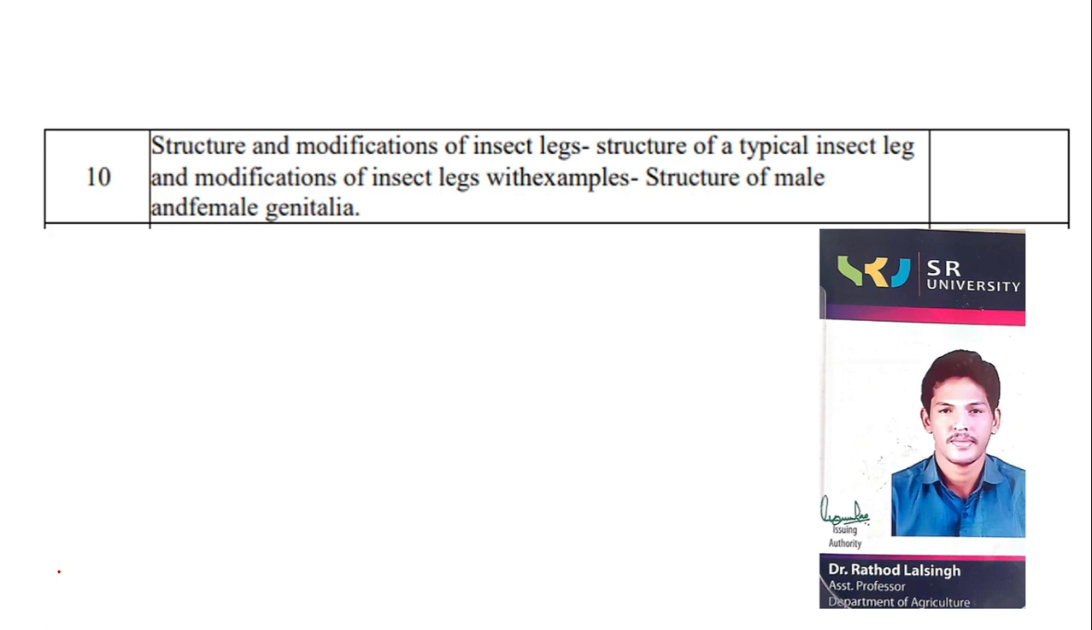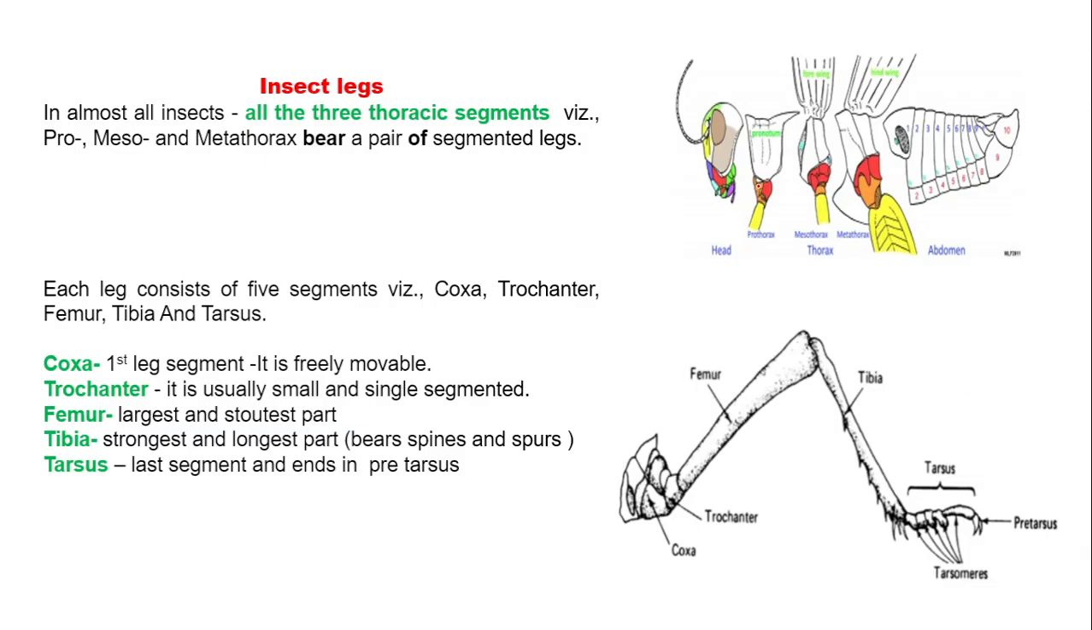In this session, we are going to discuss the structure and modification of insect legs and the structure of male and female genitalia. Let's see about insect legs. See, this is the insect thoracic region.